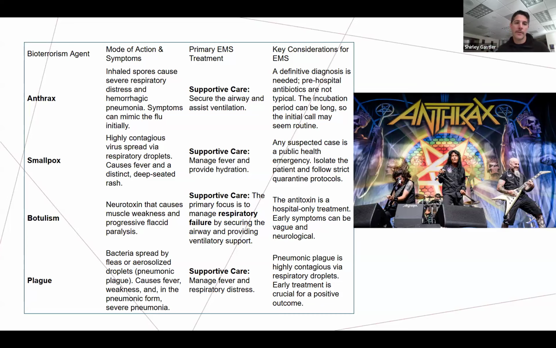As you can see from the anthrax, the smallpox, the botulism, the plague, most of it, especially for field care, is supportive care, short of botulism, which is one that can cause some early respiratory issues. We will typically intubate and have them on a ventilator for a while. But use your PPE. A lot of these are, of course, highly contagious, so make sure of scene safety and keep yourself safe.